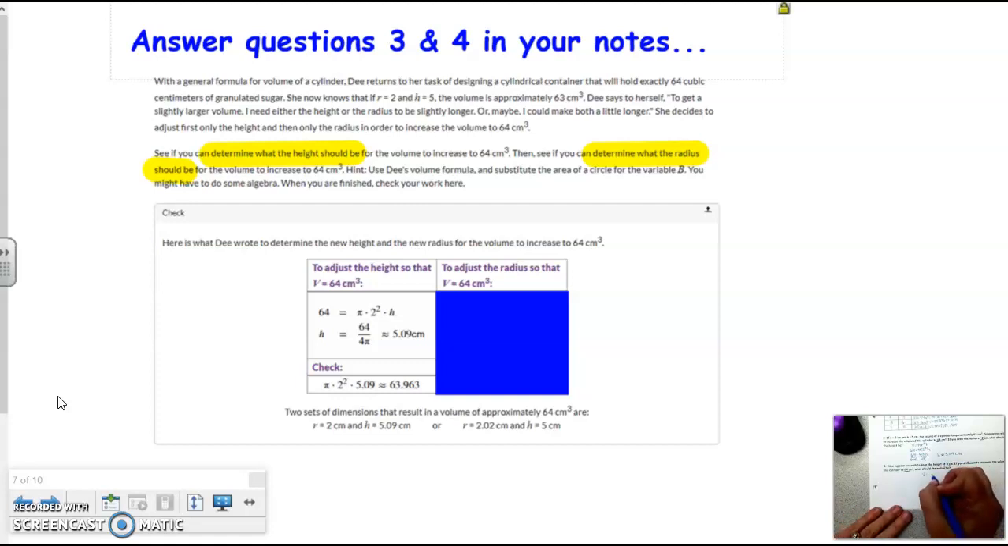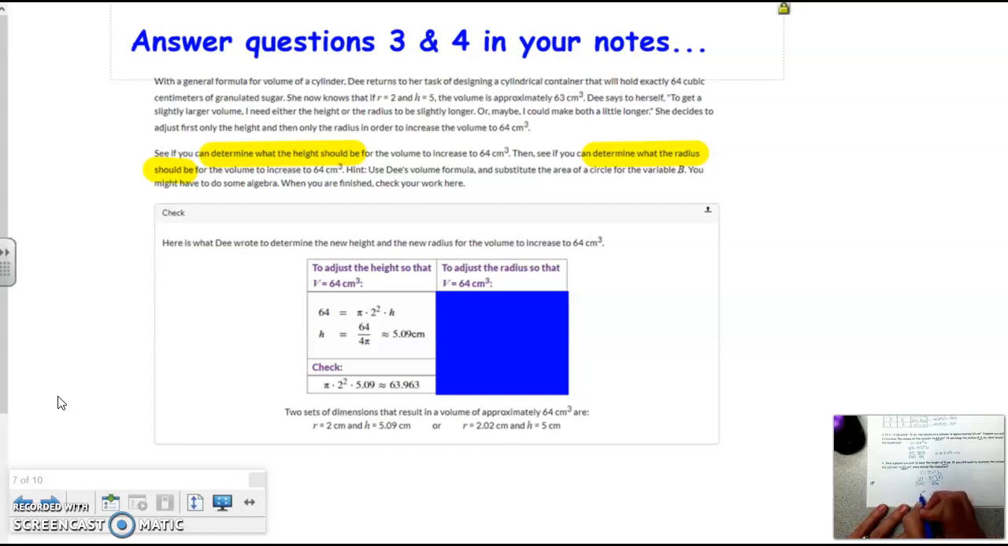So V equals pi r squared h, and we know that the volume, we want it to be 64. Pi, we don't know what the radius is, and the height is 5. So just like before, we're trying to solve for r, so we're going to divide by 5 pi. And you want to keep this in parentheses so that these will cancel. So r squared equals, now I'm not going to do this yet because I still have another step.